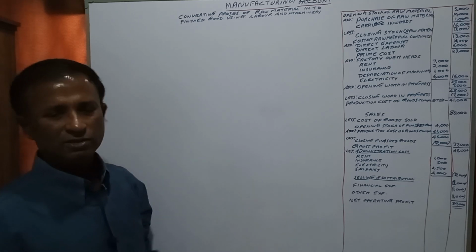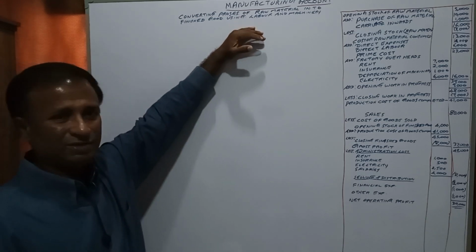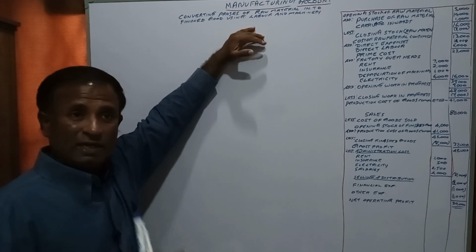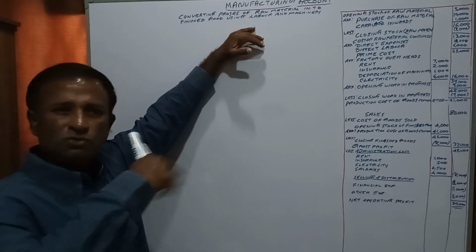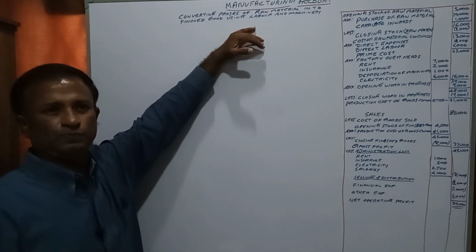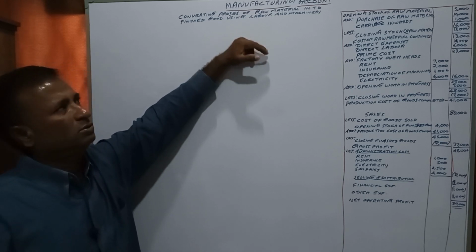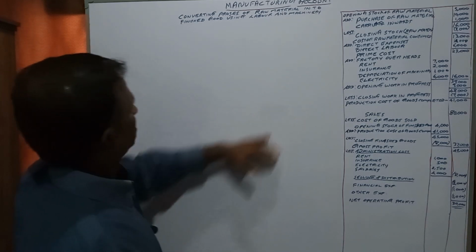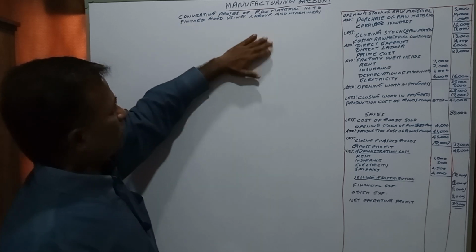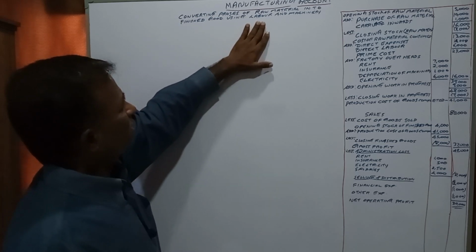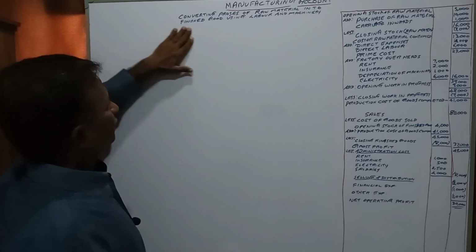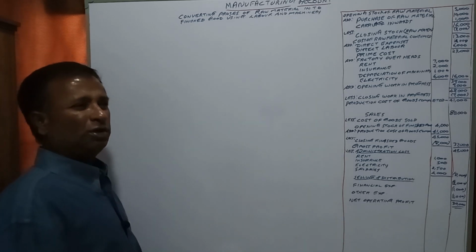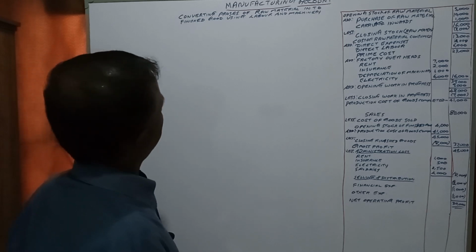So there are three parties. This is the manufacturer. He may do manufacturing activity, and he may also be involved in trading activities. Okay, so now we are going to see the manufacturing account. It is the process of converting raw material into finished product using labor and machinery. This is the short definition for the manufacturing account.